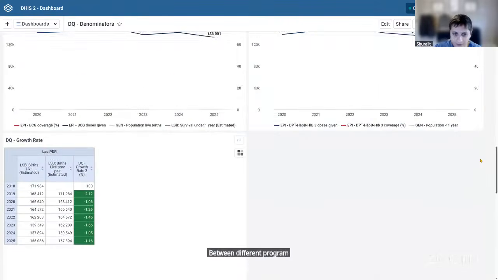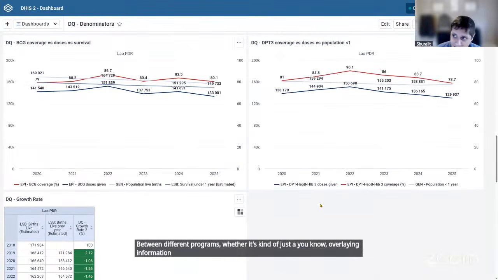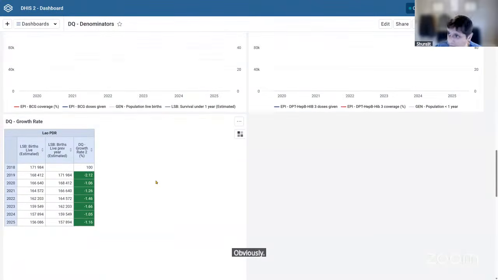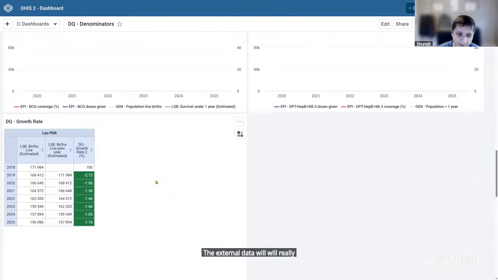But you can do internal comparisons as well, whether that's data you already have between different programs, whether it's just overlaying information that you already see in different programs that you already have available. Obviously, you can calculate your own growth rate based on the denominators that you have present. So a lot of this can be done, at least initially, without this exercise of bringing in external data, though external data will really help you supplement your analysis as well, and allow you to get a bit more insight into the data that you have.